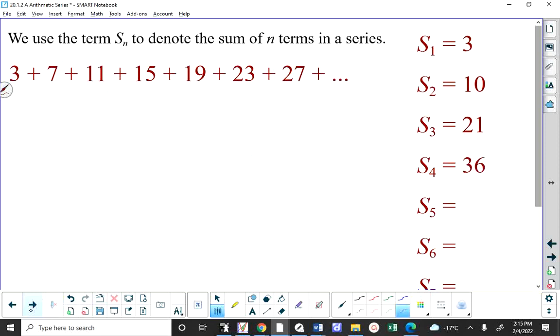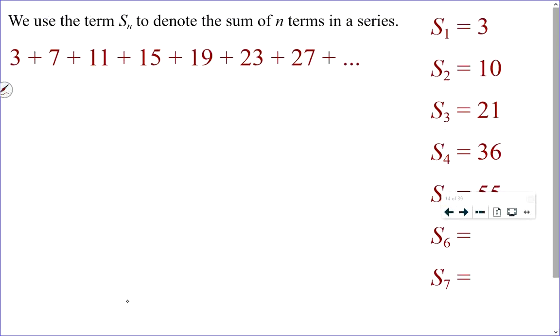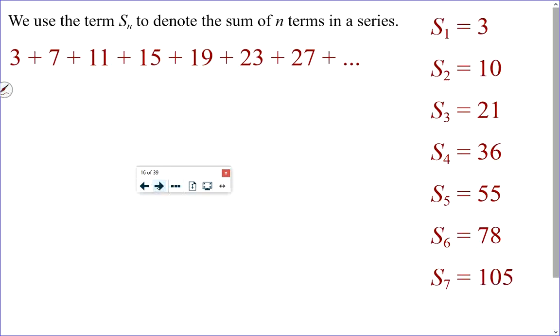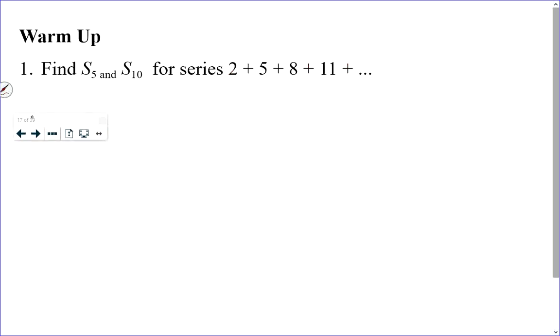Anyway, this process continues. You can continue to add terms to find the different sums. S6 is 78. S7. I mean, it gets a little tiresome after a while, doesn't it? To have to add these together. We're going to come up with formulas. So, what is S5 for this series? I would like everybody to calculate S5 for this series. And also calculate S10.